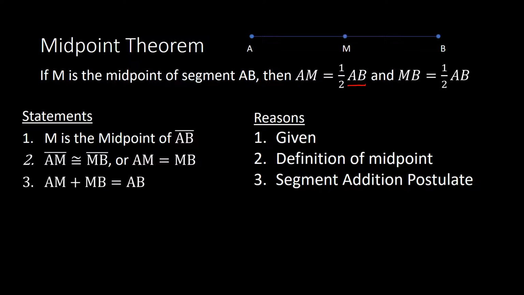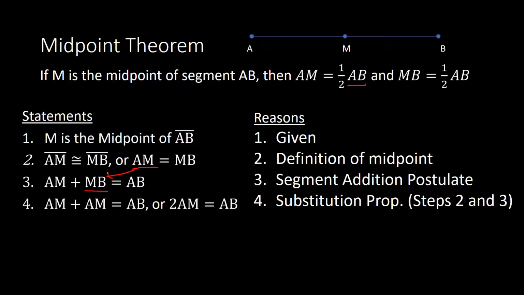Now from here, what we can do is use the fact that AM equals MB. So in place of MB, right here, I can put in AM. So now we have AM plus AM equals AB. And AM plus AM would be the same thing as 2AM. Now what is the reason for that one? Well, we are substituting AM in place of MB. So that would be your substitution property.